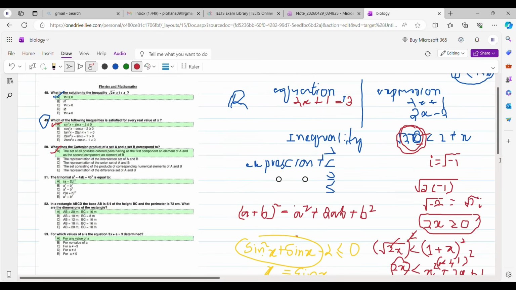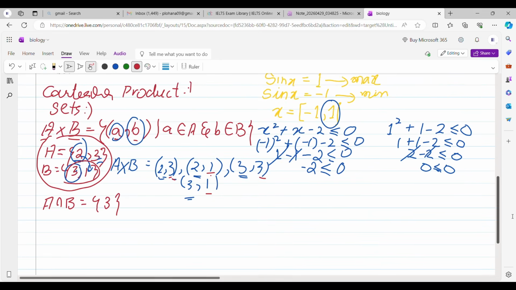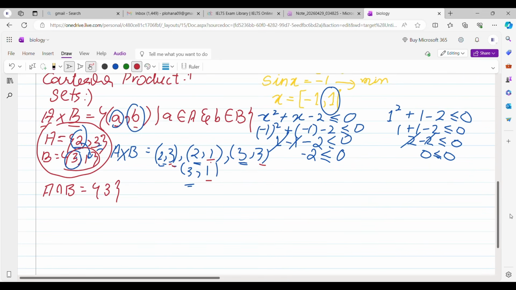Now let's see why our C option is not correct. The representation of the union set of A and B. Now let's see what this union set is. If I want to find the union between these two sets, basically I have to just combine these two sets. So how are we going to write this? One, of course, in the initial place, and then we have 2, and then we have 3.